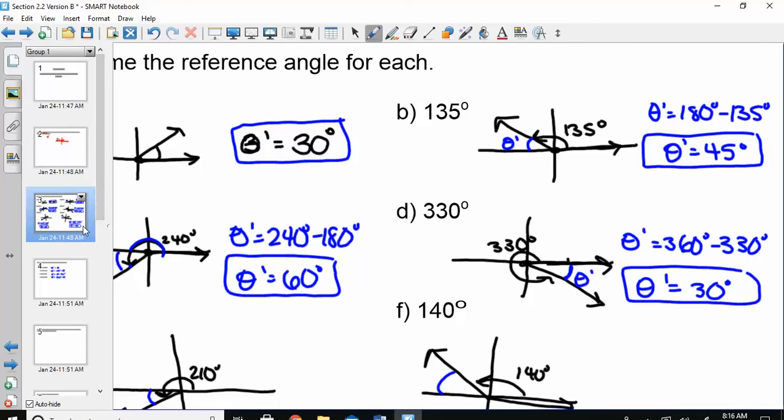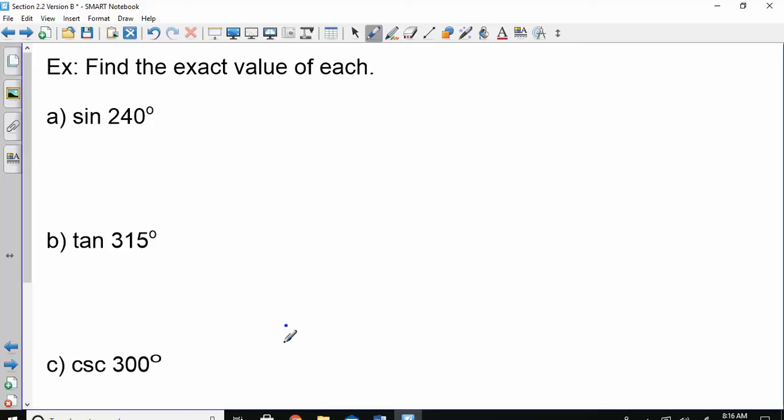So let's look at an example. I want the exact value of each. Exact value means no decimals. You have to give it to me in radicals. When I ask you to do these problems, I'm going to want you to write down two things first. So this will really be your work. You'll get points for telling me the quadrant and the reference angle. So 240 is in what quadrant? Third. How would you find your reference angle? And that gives us 60.